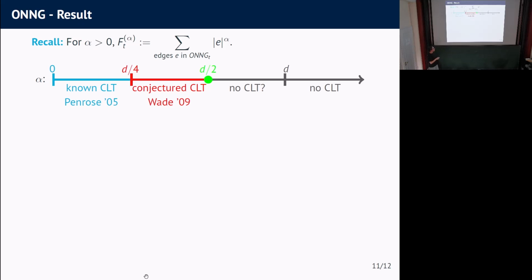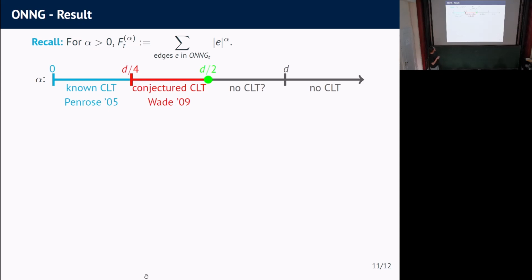So it depends on the dimension d of your surrounding space as well. It's been shown that if alpha is larger than d, there is a limit, but it's not Gaussian. Between d over 2 and d, we don't know. It's conjectured to be non-Gaussian, but we don't know.